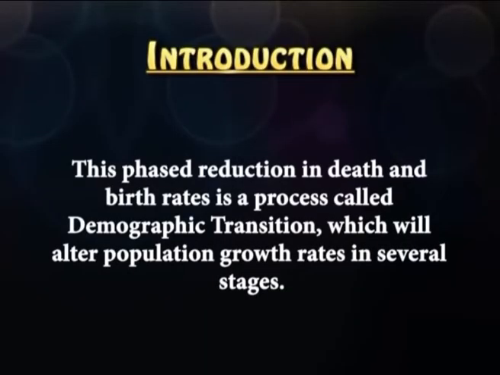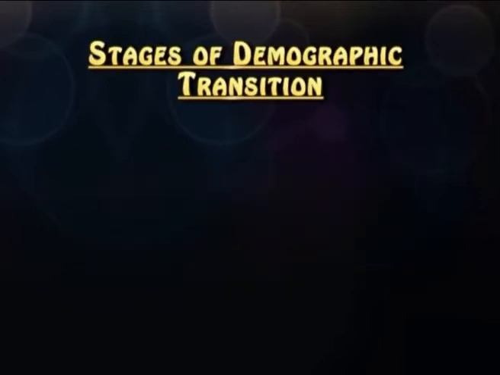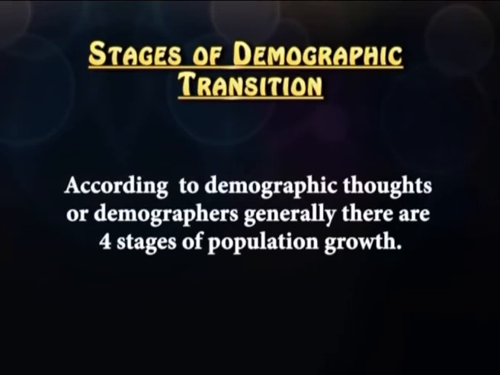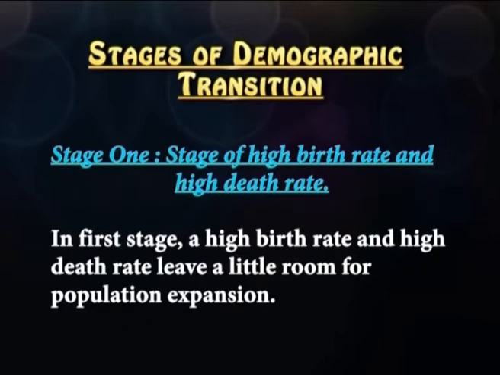This phased reduction in death and birth rates is a process called demographic transition, which will alter population growth rates in several stages. Stages of demographic transition. According to demographic thought or demographers, generally there are 4 stages of population growth. Stage 1, stage of high birth rate and high death rate.